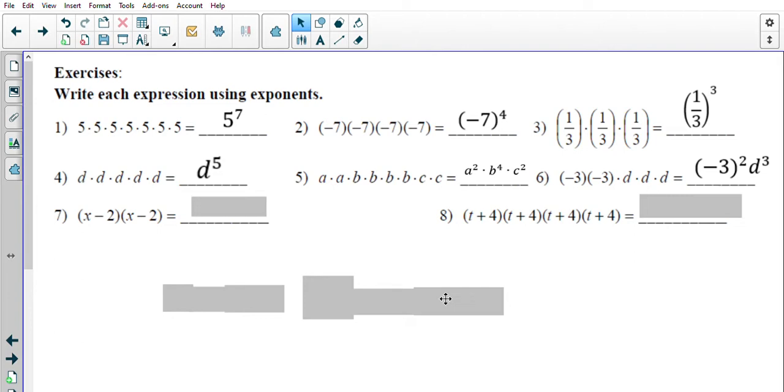All right, 7 and 8 involve expressions with exponents. So our expression in number 7 is x minus 2. That's our base, and it has to go in parentheses to the 2nd power. Don't try to write that as x to the 2nd minus 2 to the 2nd. It's not true. You'll learn about that in algebra, what it really equals, which again is not x to the 2nd power minus 2 to the 2nd power. Number 8, our base is t plus 4, another expression, and there are 4 of those. So this will be t plus 4 in parentheses to the 4th power.